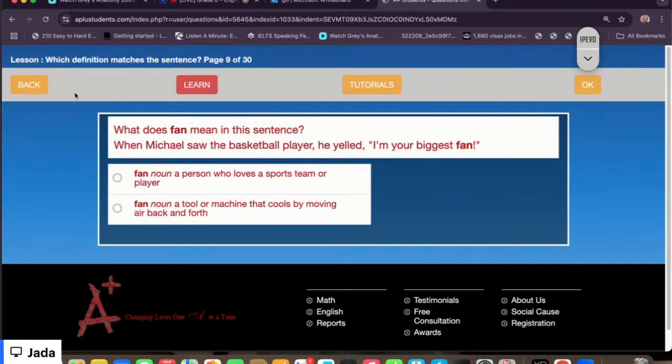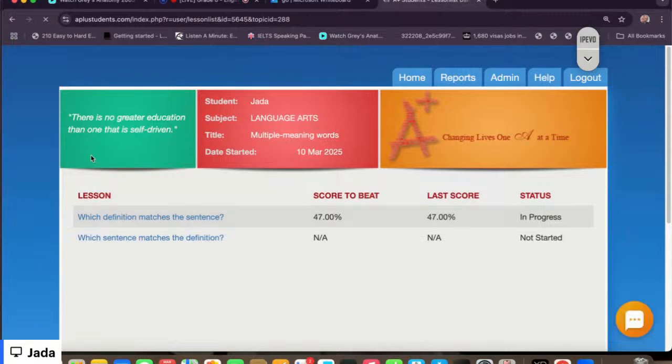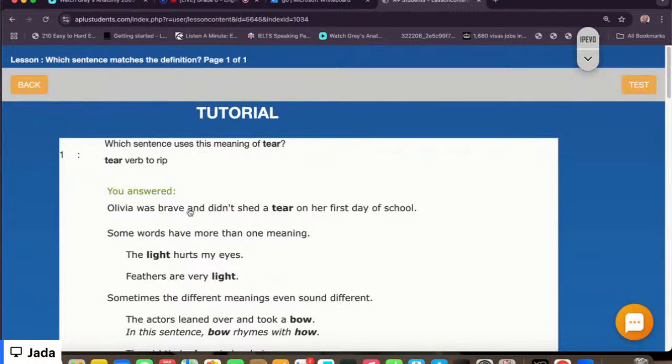That's it for this lesson, which is, which definition matches the sentence? We'll move on to the next one, and you can tell me if you have any questions concerning the first, and I'll explain to you. The next one is, which sentence matches the definition?